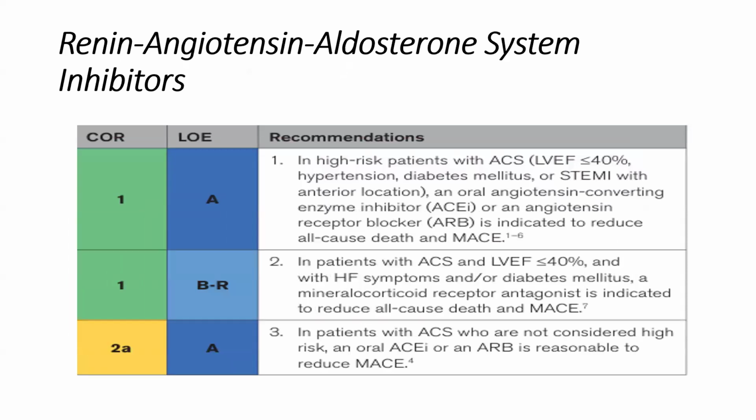Now, the role of ACE inhibitors and ARBs. In high-risk patients with ACS, like ejection fraction less than 40%, a diabetic patient, hypertensive, or anterior STEMI, we need to start this patient on ACE inhibitors and ARBs. Also, there is a role of mineralocorticoid receptor antagonists. For starting ARBs, ACE inhibitors and mineralocorticoid receptor antagonists, there are only a few indications, like ejection fraction less than 40%. The patient should be at high risk, that is hypertension, diabetes, or STEMI with anterior MI.